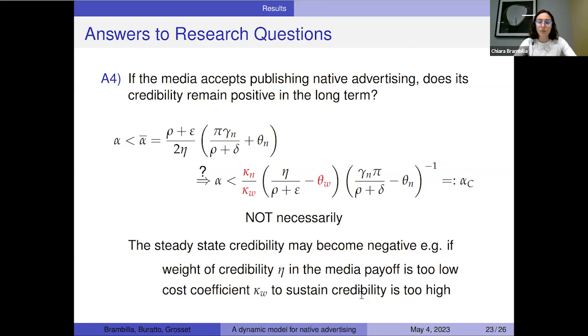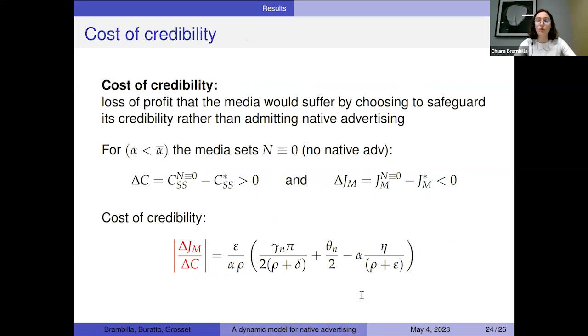credibility. So at this point, we introduce a cost of credibility, where for us, the cost of credibility is the loss of profit that the media would suffer by choosing to safeguard its credibility rather than admitting native advertising. What does this mean? This means that we are assuming that admitting native advertising is optimal from a profit point of view, so the damage to credibility is low enough, and hence alpha is lower than the threshold alpha bar. But since a media outlet is highly concerned with its credibility, this media outlet decides to safeguard its credibility and refuses to publish native advertising.